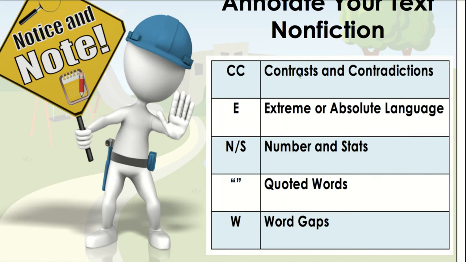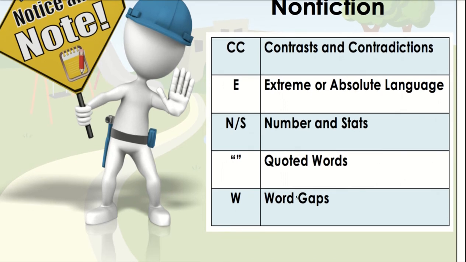Extreme, absolute language, think of words like never, always. If you see words like that, you need to circle them, you need to notice them because good writers often will not use extreme or absolute language because it is showing bias. Numbers, statistics, these are very important when you're reading nonfiction. Quoted words, you need to ask yourself who is the expert, why are they being quoted, what is being quoted, and word gaps. And this is where your Greek and Latin is going to come in very handy.